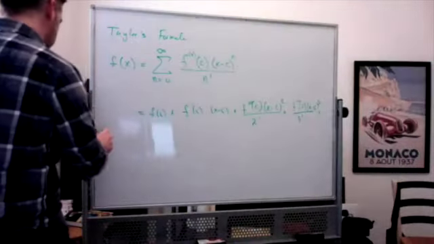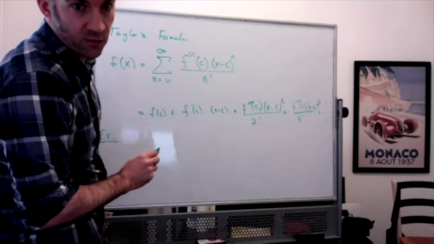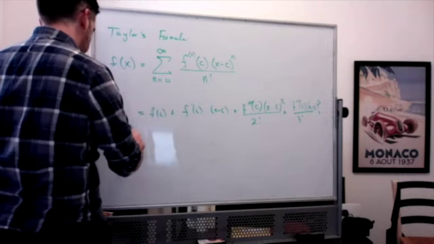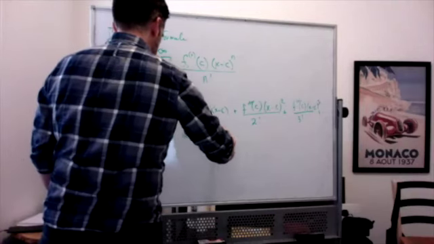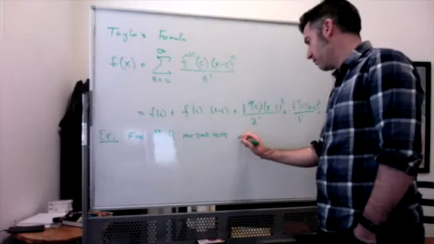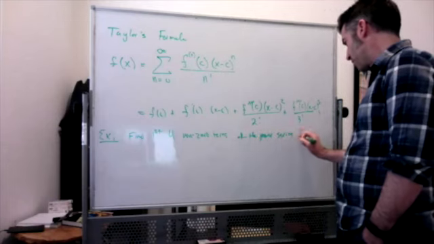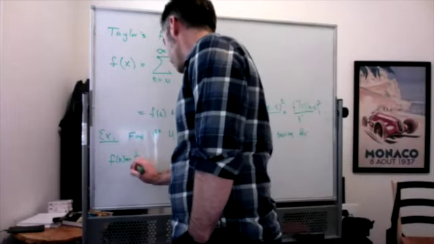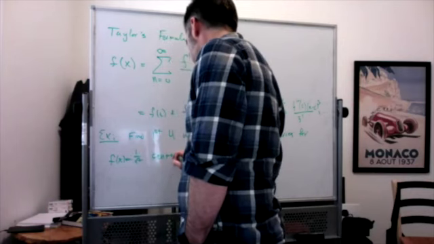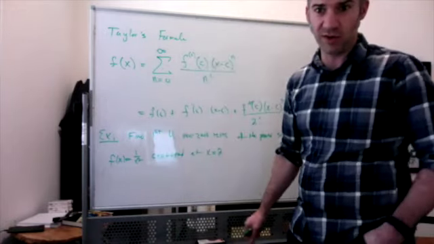Let's do this one. So example. Let's find the first 4 non-zero terms of the power series for f of x equals 1 over x squared centered at c equal to 2. Sorry, I should write c equal to 2, not x equal to 2.